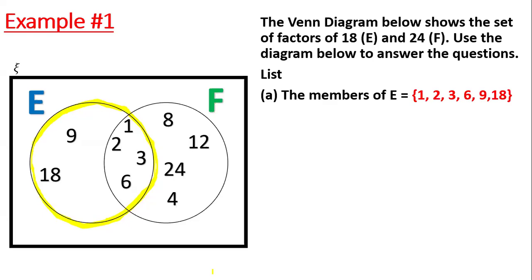So what are the factors of 18? 1, 2, 3, 6, 9, and 18. Very good. So you have to be paying attention, okay, Jeremiah? I'm still writing the notes, that's why.